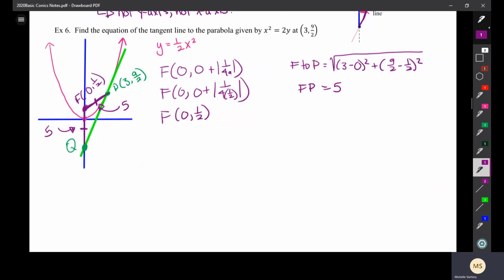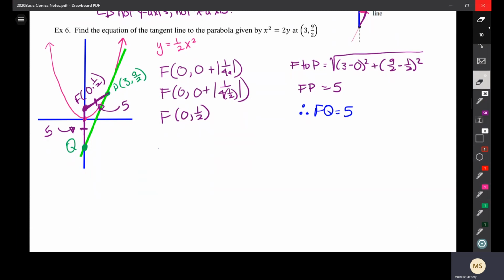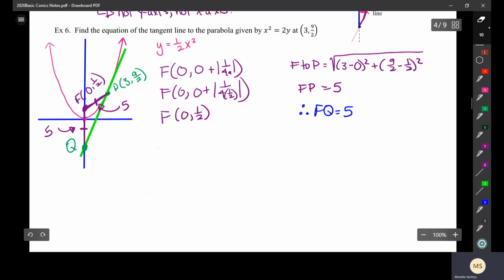All right, let me scroll up a little bit to give myself some space. So now I'm looking for what's the length from, so FQ also equals, let me put that over here. Therefore, FQ equals 5 as well. Okay. All right, so now if I want to find point Q, I can find the length from F to Q. I'm just going to take point F. So point F is 0, 1/2. And I'm going to go down 5 units. So I'm going to subtract 5 from the y-coordinate.